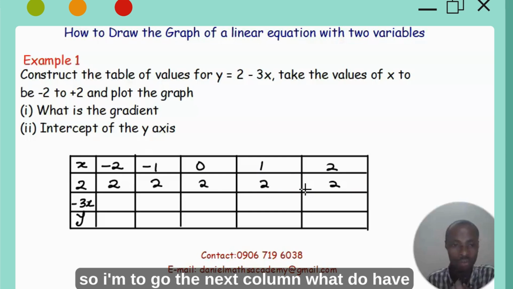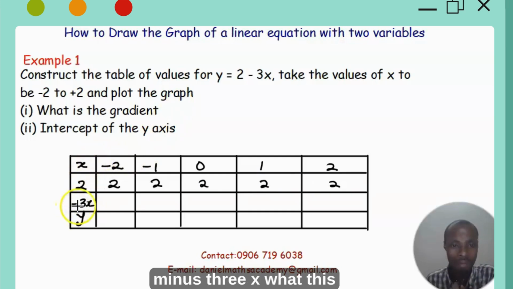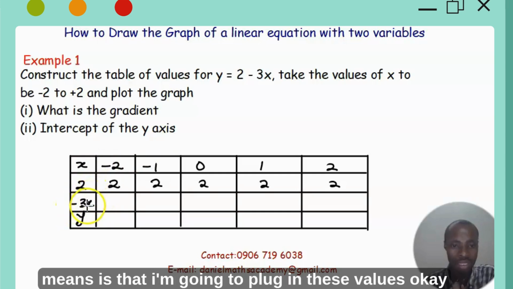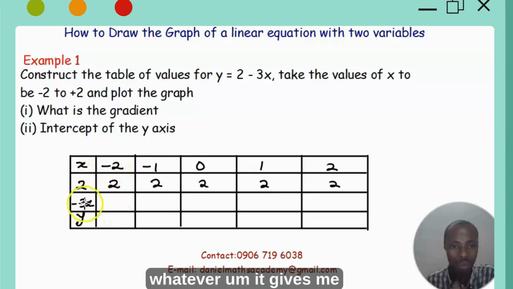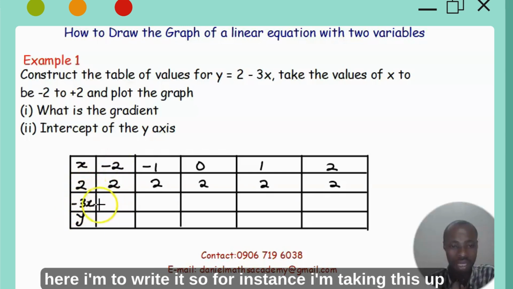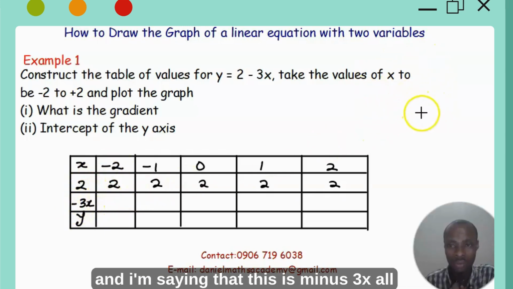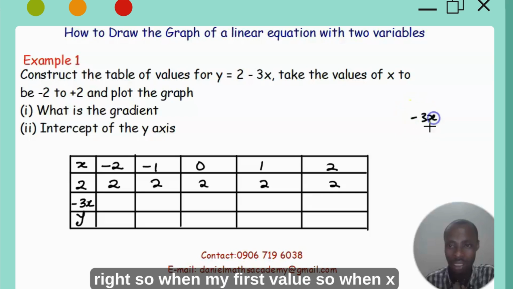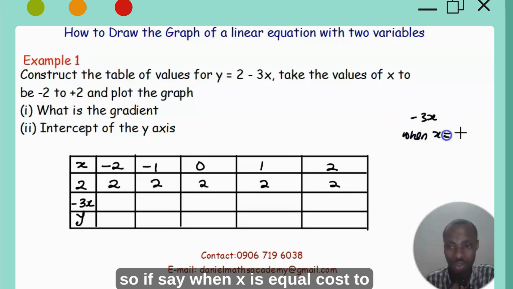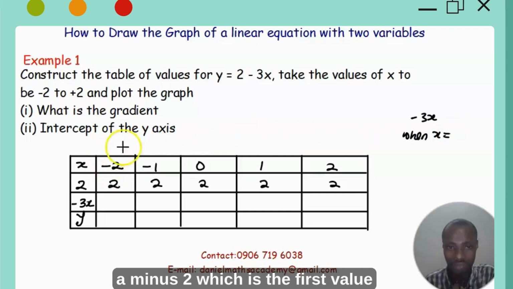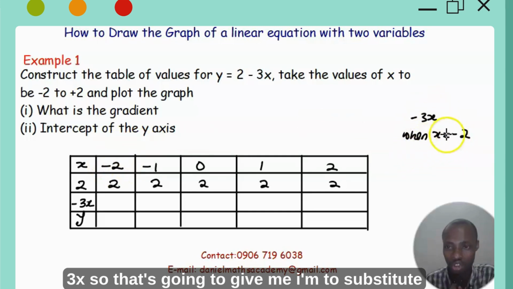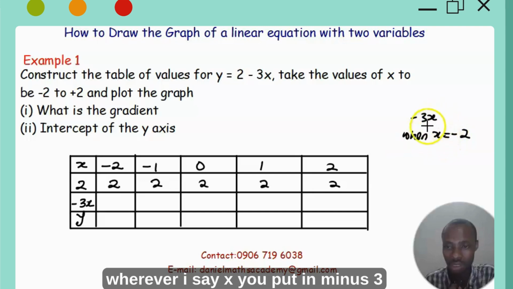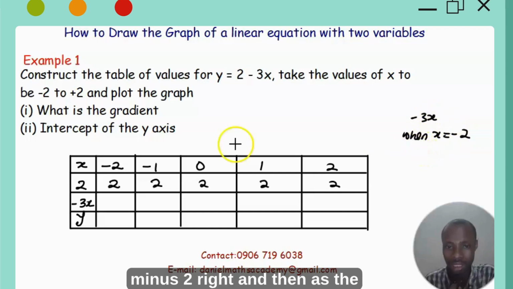Now let's look at the next column. What do I have? Minus 3x. What this means is that I'm going to plug in these different values of x here, and then whatever it gives me, I'm going to write it. So if I say x is equal to minus 2, which is the first value, what is going to be my minus 3x? I'm going to substitute wherever I say x, you put in minus 2.